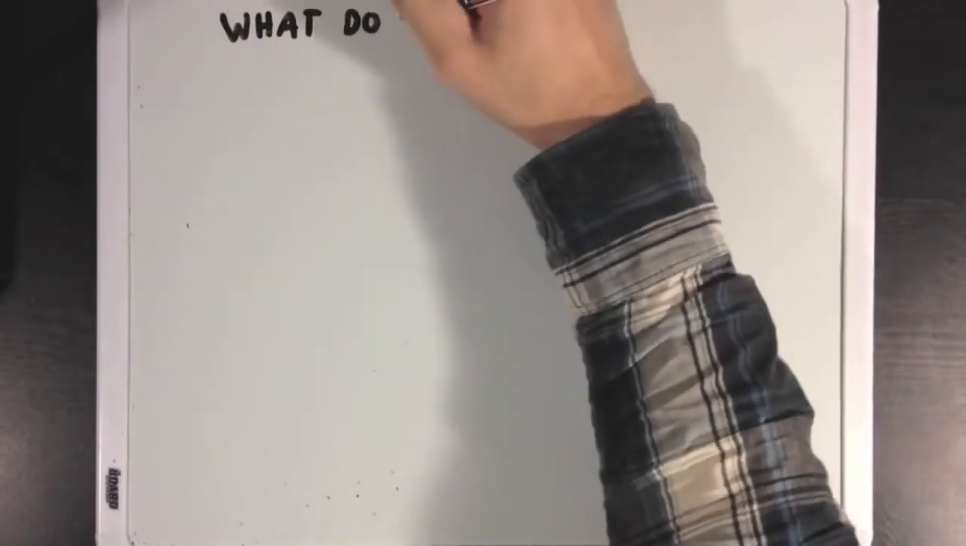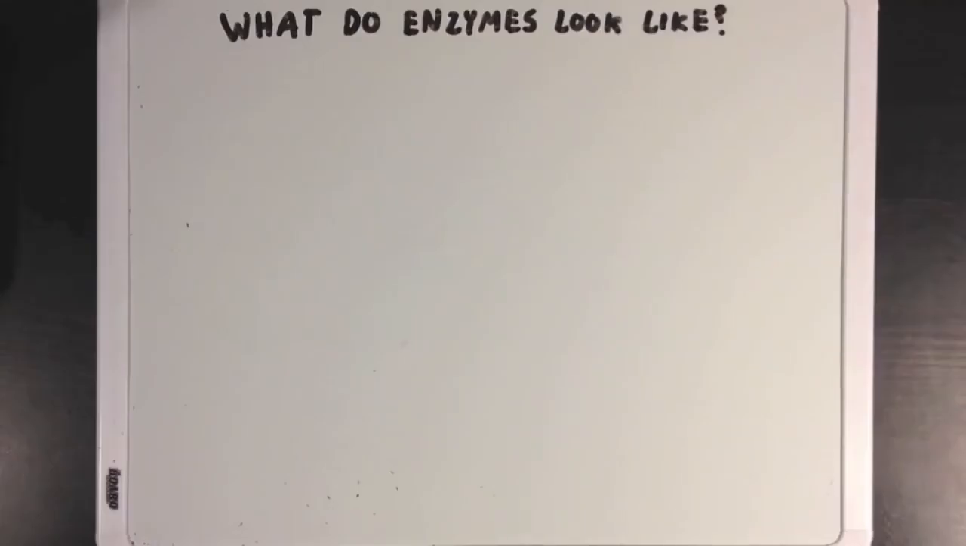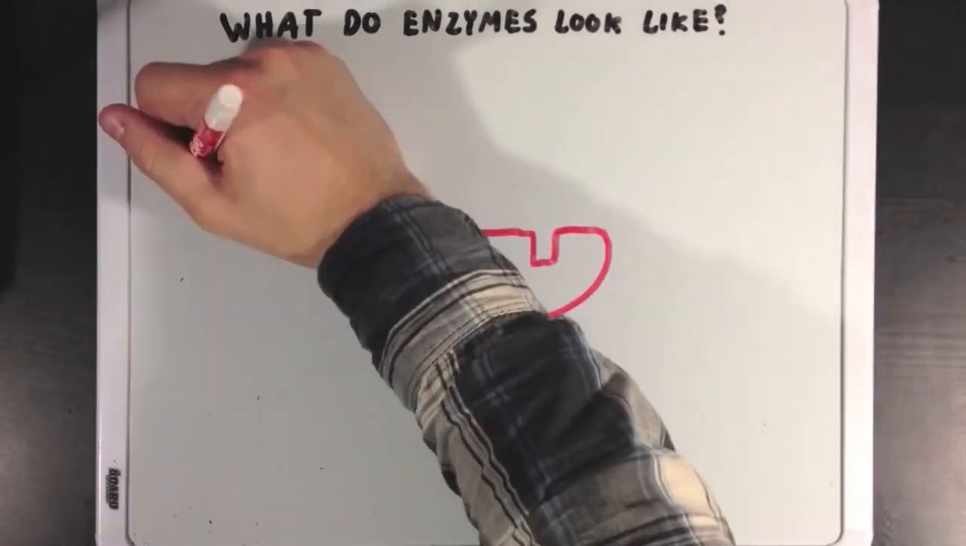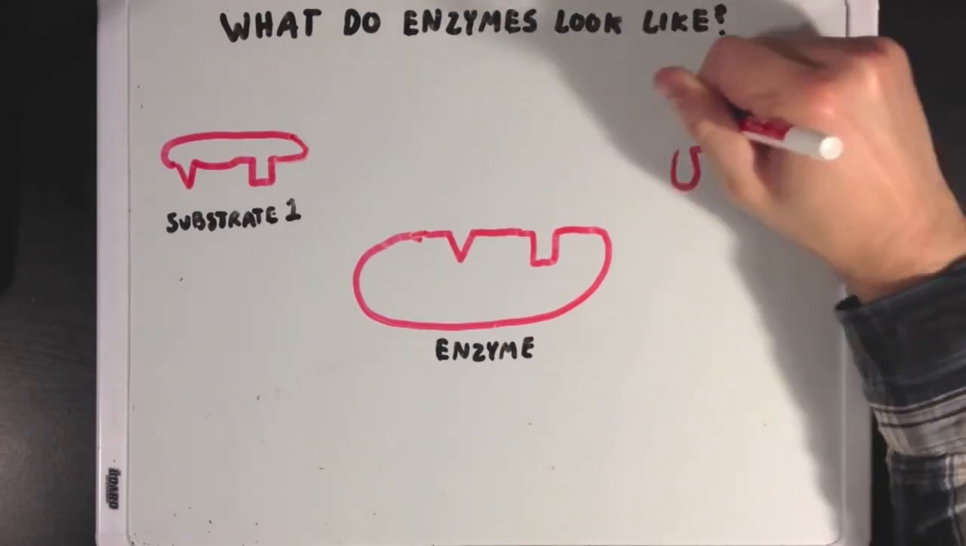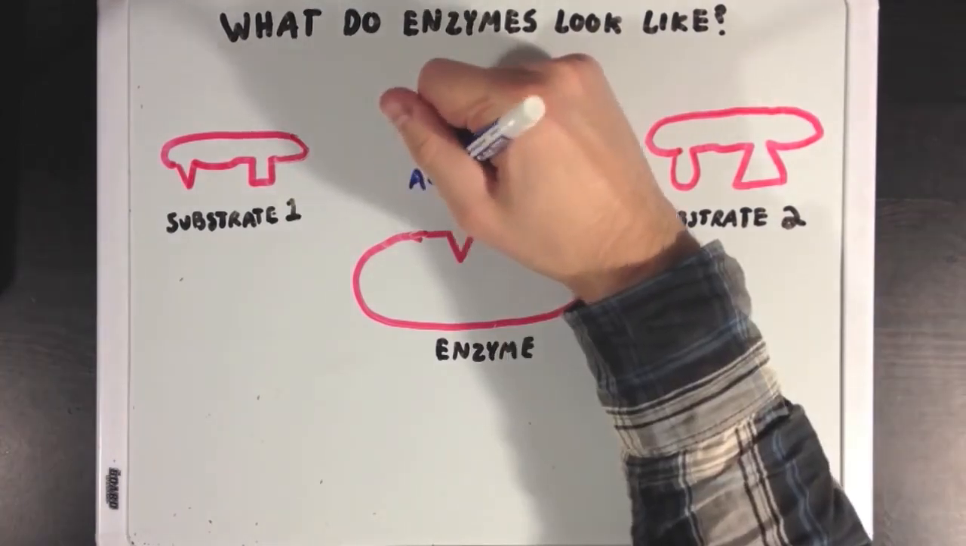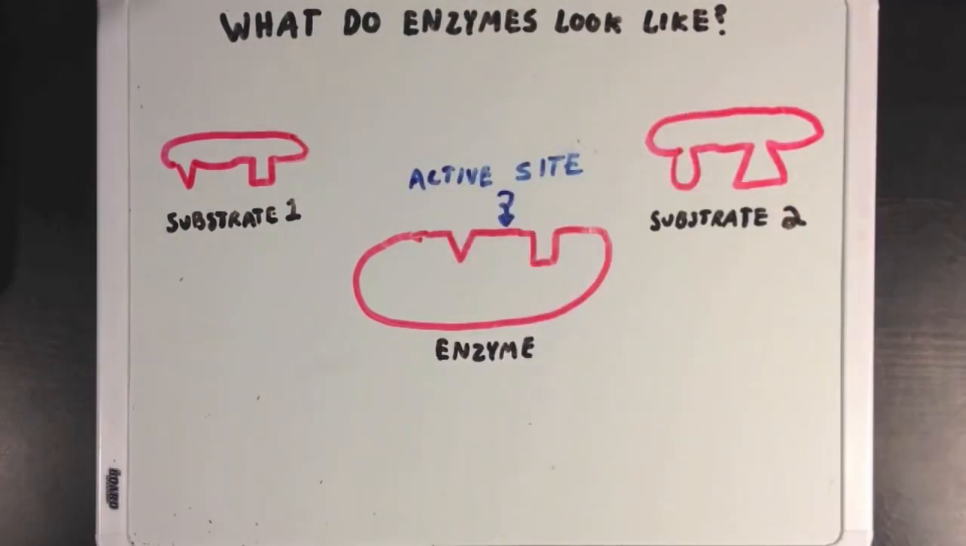So what do enzymes look like? Well, most enzymes are proteins, or at least partially made up of protein. And substrates are any molecule that an enzyme will act on. And often these substrates are the reactants that the enzyme will ultimately help turn into products through a reaction. Now, enzymes also have what is called the active site, which is the location on the enzyme where substrates bind, and that's where the reaction ultimately happens.